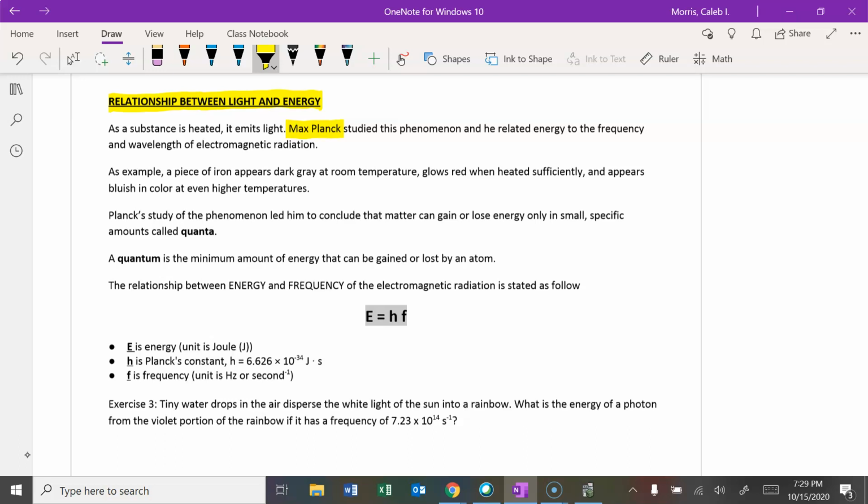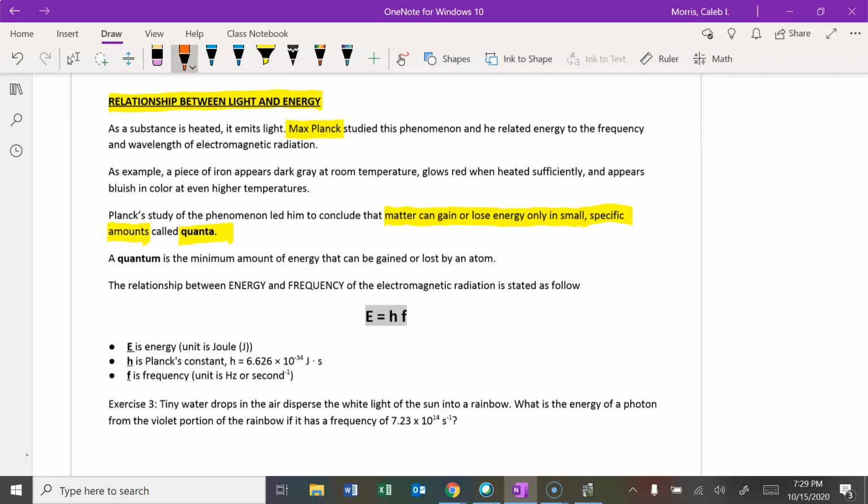If you heat up a piece of iron, before you heat it, it just looks dark gray at room temperature. But it glows red when it's heated enough. And then if you heat it even higher, you get a blue color. Well, Max Planck studied that phenomenon, and it led him to conclude that matter can gain or lose energy only in small specific amounts, and he called those quanta.